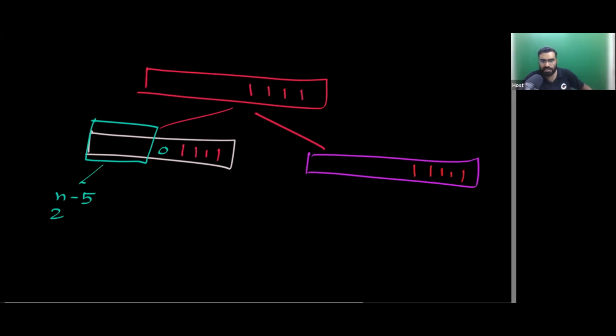But if you have another 1 here, already 4 ones are there, then again you will go. Here you will get 2 power n minus 6. But then again you will go, and from here you will get 2 power n minus 7. But then again you will go. When will this branch stop?